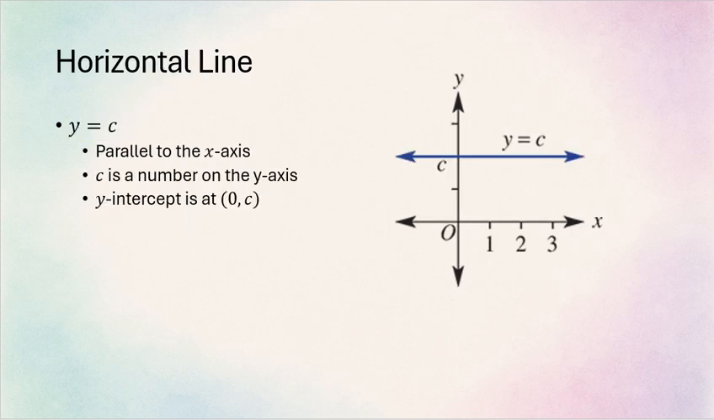A horizontal line is a different equation. It's y equals c instead. The main difference is that this is parallel to the x-axis now. c is just a number on the y-axis, and the y-intercept is at (0, c). We'll do more as we go.